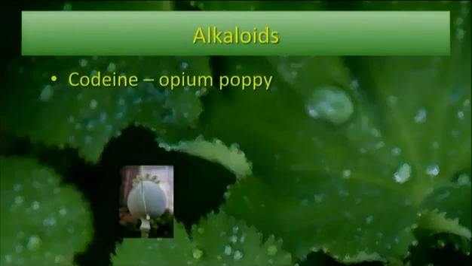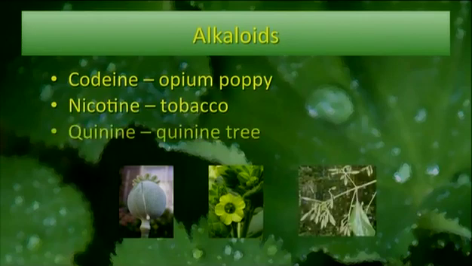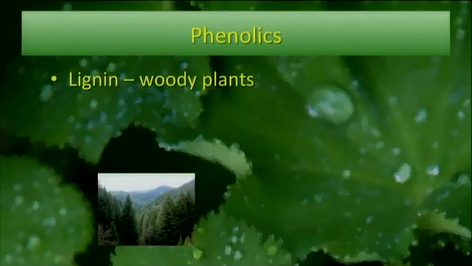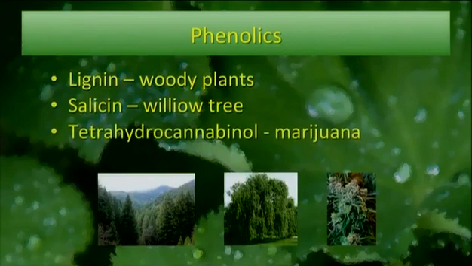Some examples are the alkaloids, such as codeine from the opium poppy, nicotine from tobacco, and quinine from the quinine tree or cinchona. So alkaloids are one kind of secondary metabolic compound. We also have phenolics, which include lignin from the woody plants, salicin from the willow tree, which is used to make aspirin, and of course the very famous tetrahydrocannabinol, an active principle in marijuana. So those are all phenolics. These are secondary compounds. Remember, they don't have to do with growth or development.